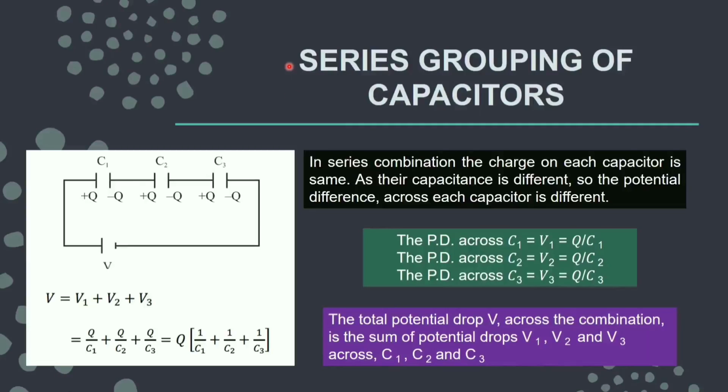Taking the series grouping of the capacitors first, I have capacitors of different capacitance values. C1, C2, C3 are the capacitances of the first, second and third capacitor, and you see they are combined in series. It means the negative plate is combined with the positive plate of the next capacitor. This you have to note in series. Whenever in numericals they give you a circuit, you should be able to check whether they are in series or in parallel.